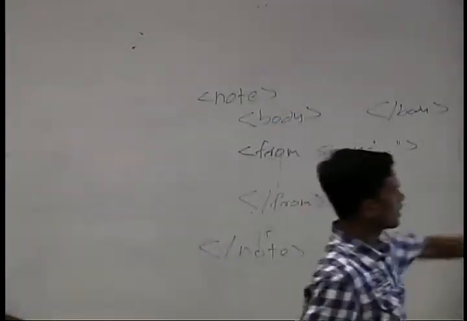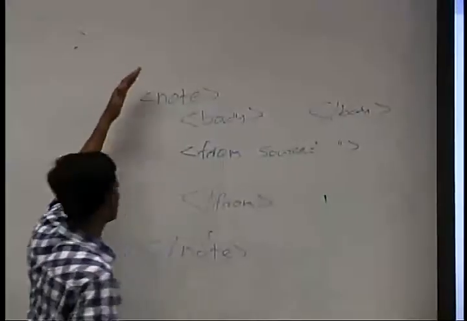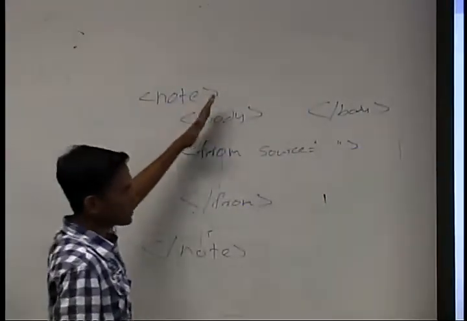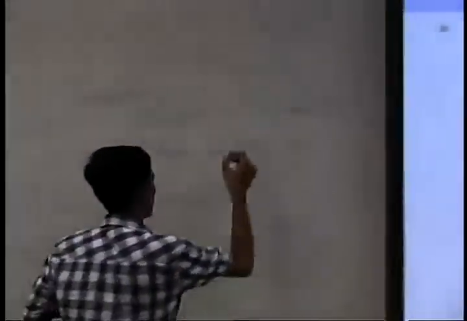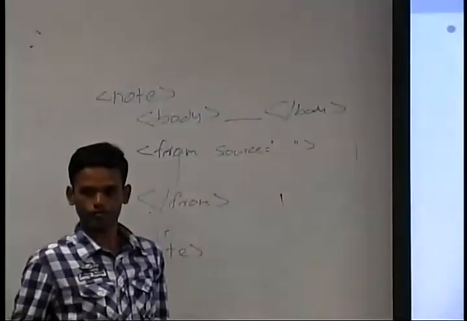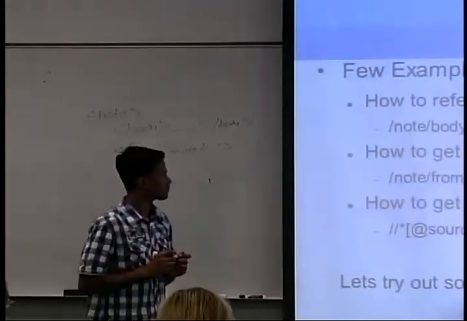Here you can see these XPath elements. I can refer, give me the body of node. So node is the root element and next one is the body. So once you write this, it will give you the text value of the body element.